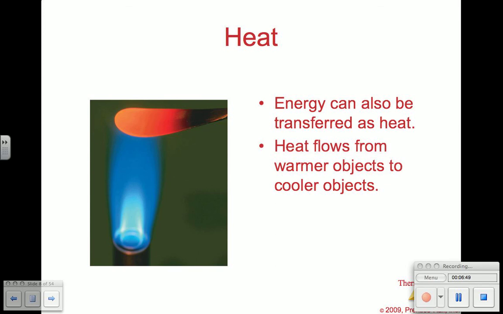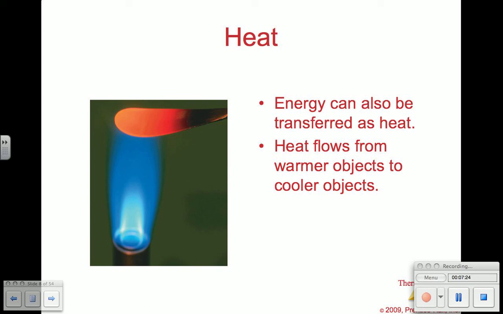Okay, so energy can also be transferred by heat, and heat basically moves from warmer objects to cooler objects, and it doesn't naturally go the other way. So you don't normally have, like, if you have a block that's at room temperature, it's not going to suddenly start getting really cold by moving the heat away from the block. So they equalize.